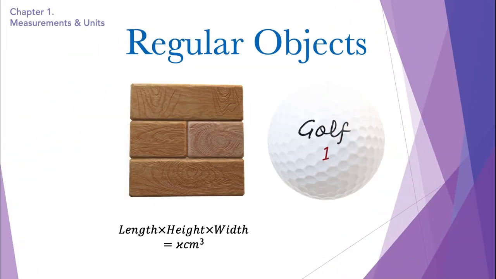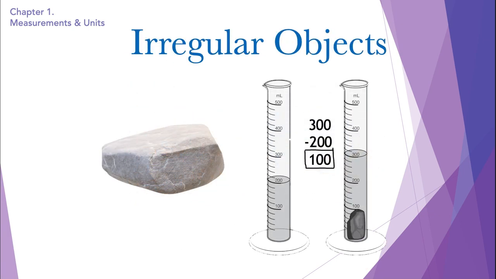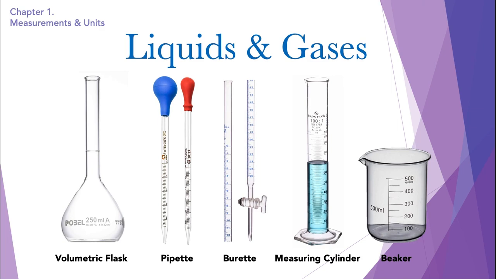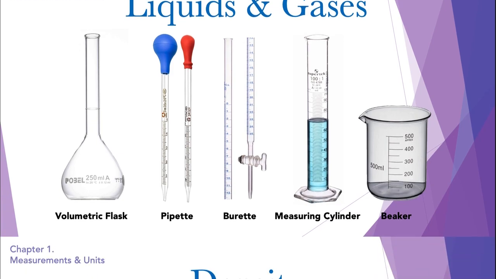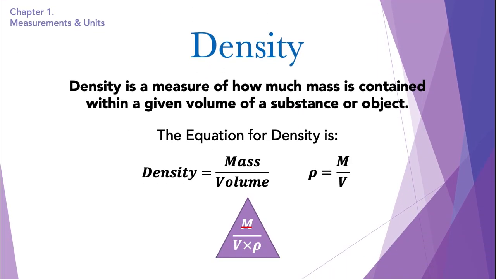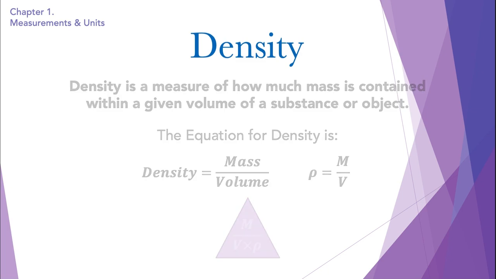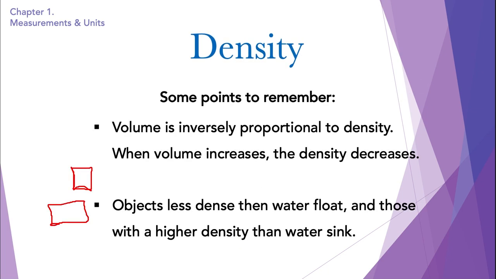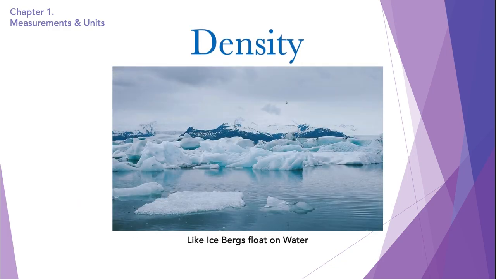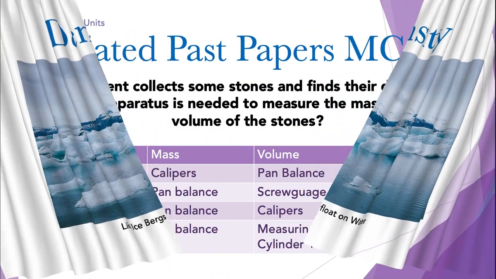We use the length into height into width equation to measure the volume of regular objects, and we use some instruments to measure the volume of regular spherical objects. Then we understood how we use a measuring cylinder and water to measure the volume of irregular objects. The apparatus we use to measure liquids and gases, the volume of liquids and gases. And then finally, we understood density, the equation for density, some points about density that we had to remember. And then we did past paper MCQs relating to this chapter.